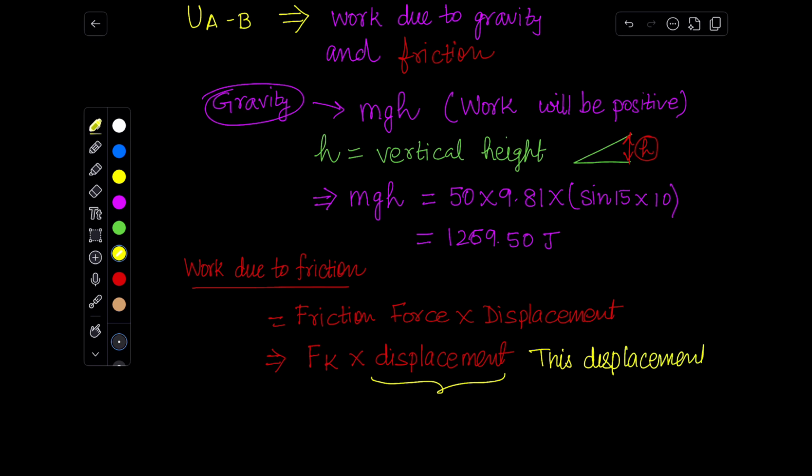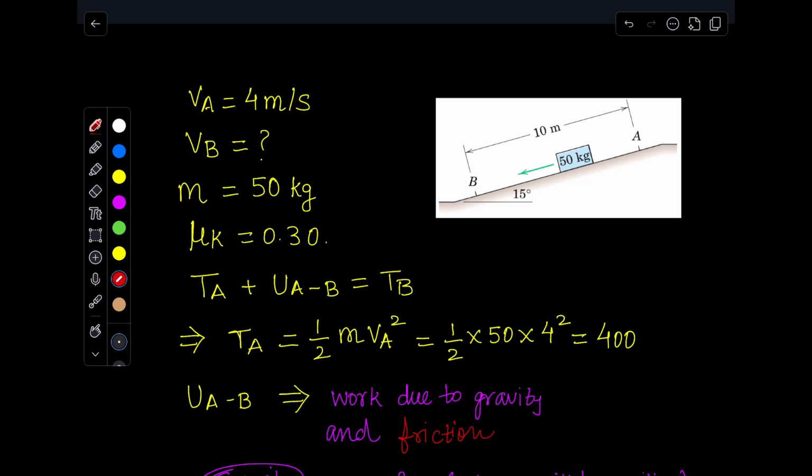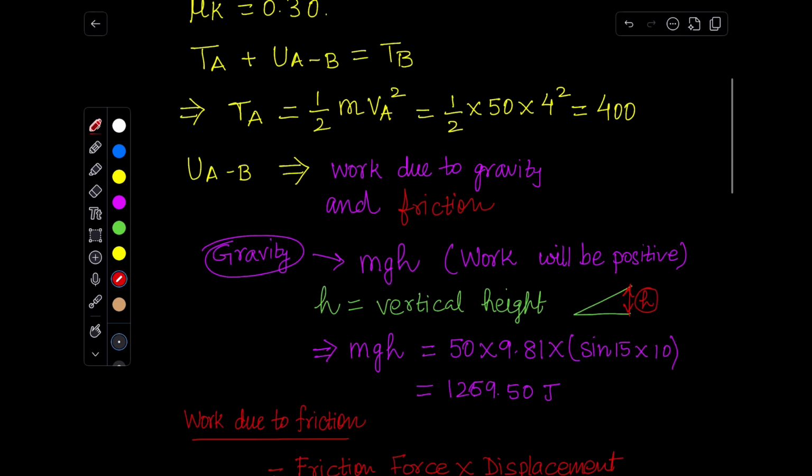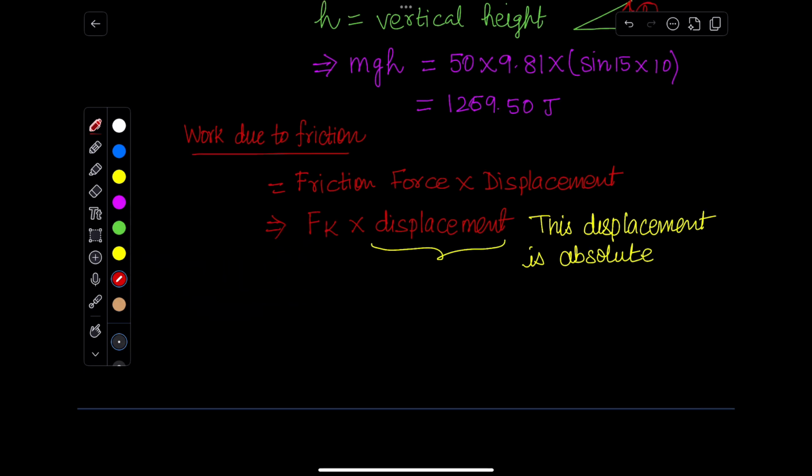It means that we have to calculate how much displacement has happened. If it is linear, you can use a simple line. For this example, it is 10 meter. But suppose it is a curvilinear path, then you have to calculate the length of that curvilinear path, I mean the perimeter of that curve. So here things are very clear. It's a simple linear path.